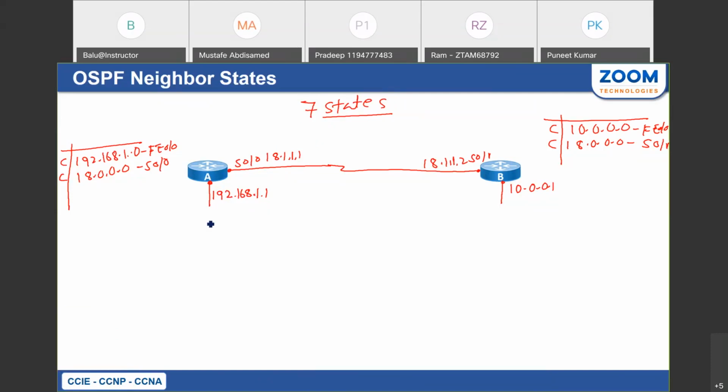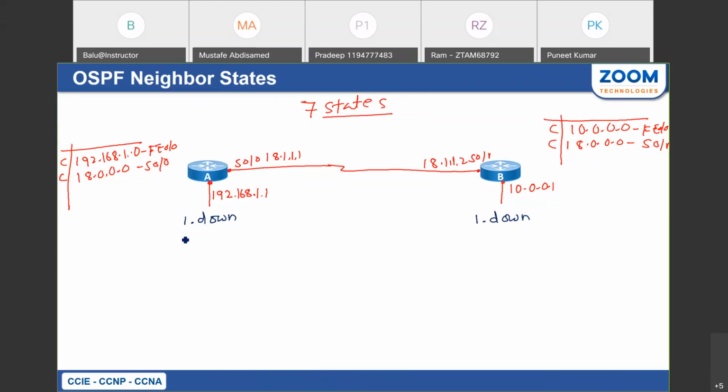On both sides, router A and router B, the first state we call the down state. Even B, the first state is down. In the down state, no router IDs, no hello packets, no database exchange, nothing. Just OSPF is configured; that state we call the down state.